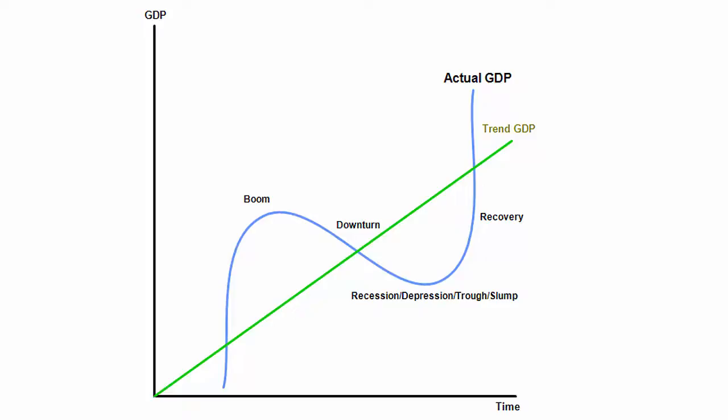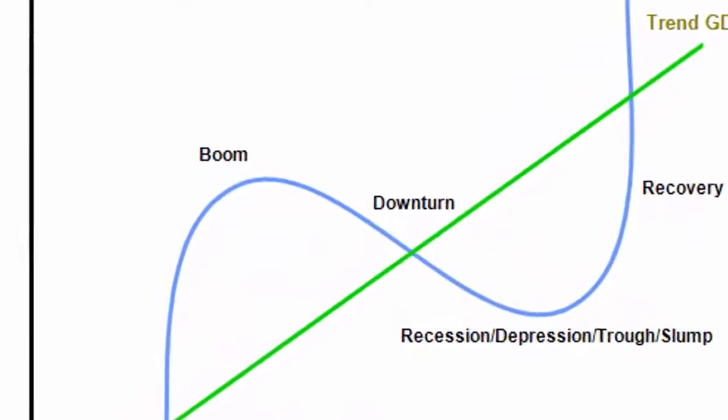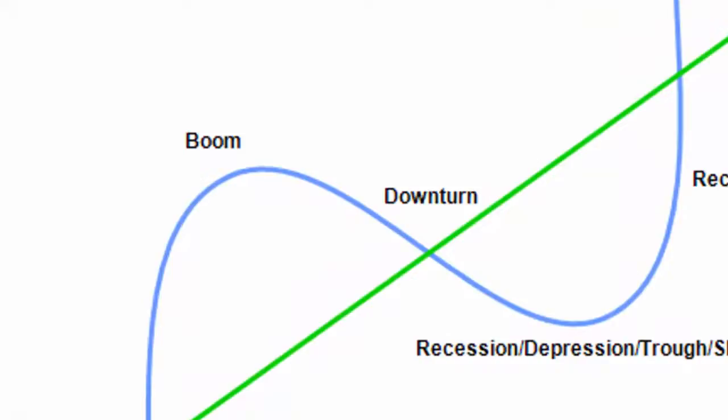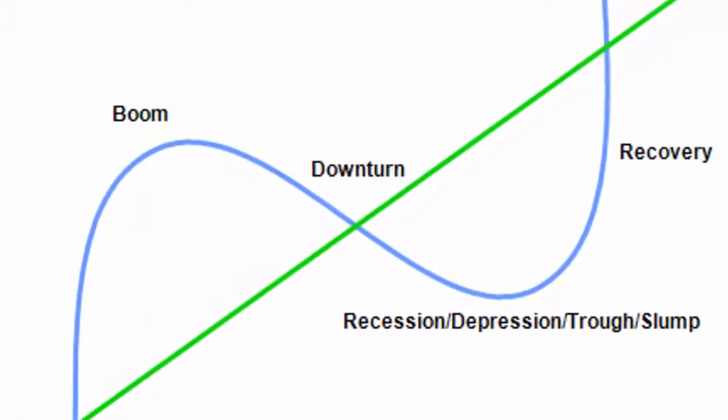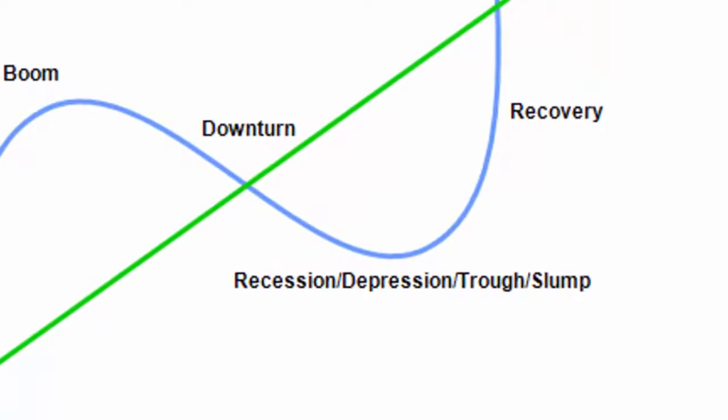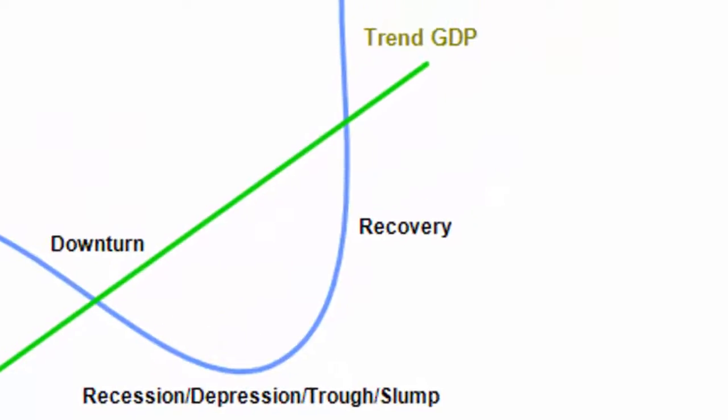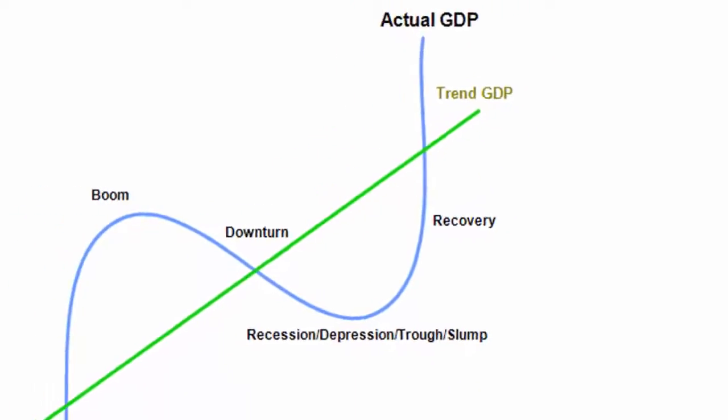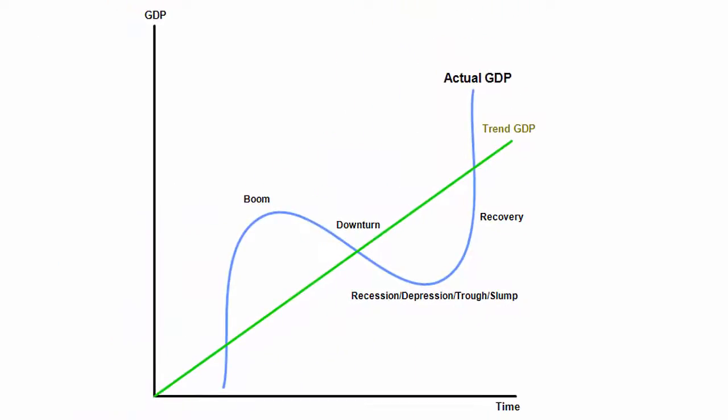So this is the economic or business or trade cycle. They're interchangeable terms, and as you can see, the cycle shows how the economy moves from a boom period through downturn to a recession or depression, and then back through recovery and back to boom again. It plots actual GDP against trend GDP, and the actual GDP is just the current level of GDP in the economy. The trend GDP is the long-term prediction of what GDP is going to do over the long term.